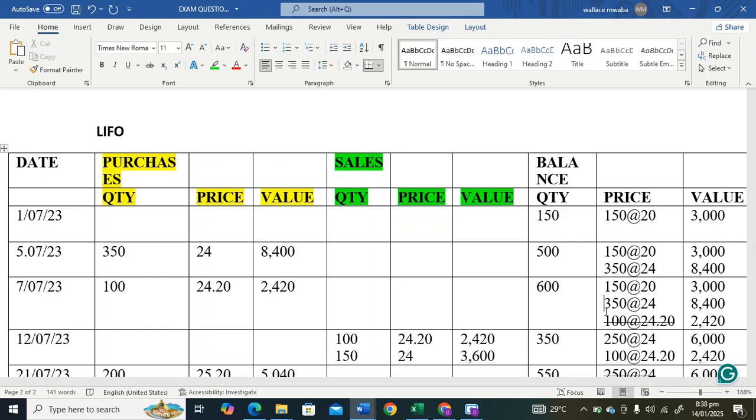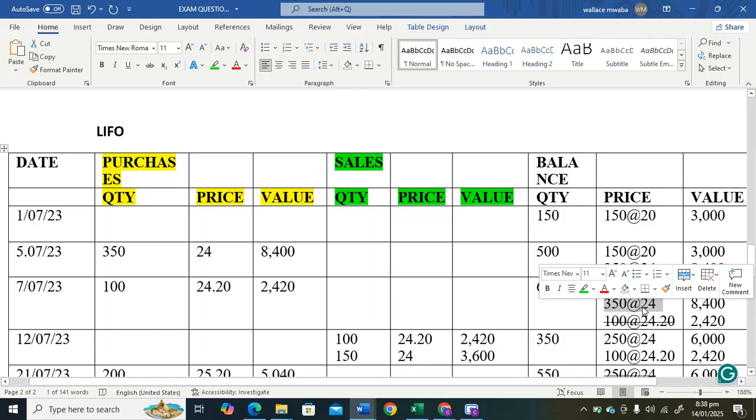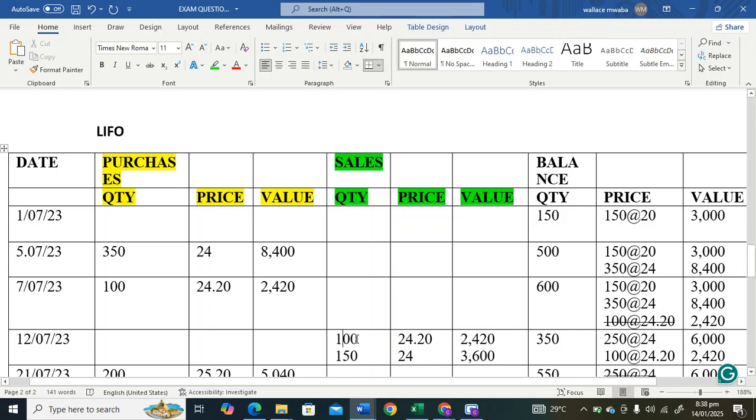With last in, first out, you go to the goods that came in last. So here, these 100 had to go first. That's why we've put them here. And the remaining 150 comes from this second latest batch. All right. So we sold 250 goods. Initially we had 600, sold 250, remain with 350 goods.